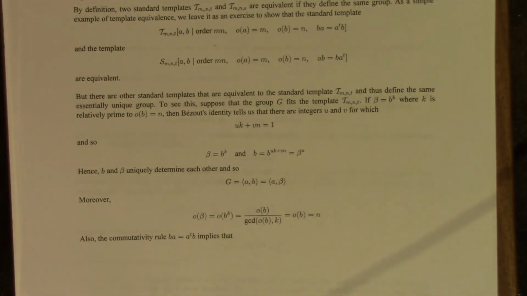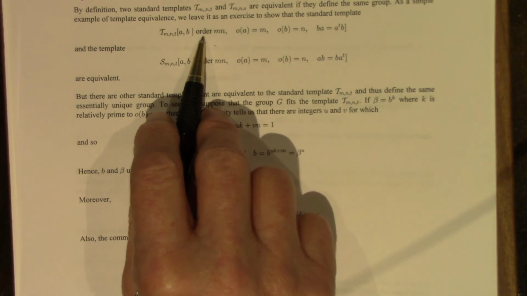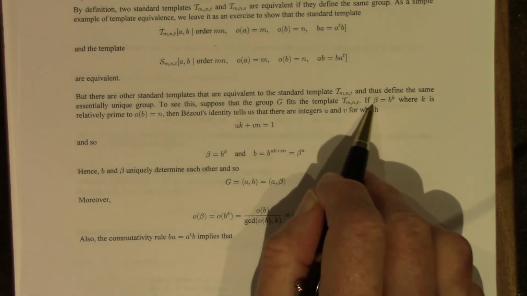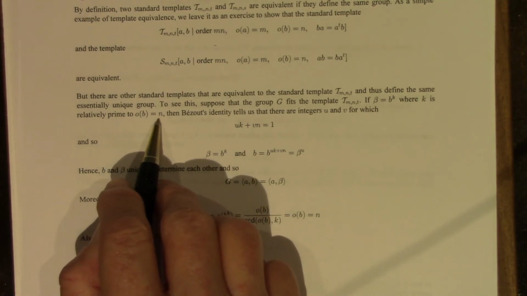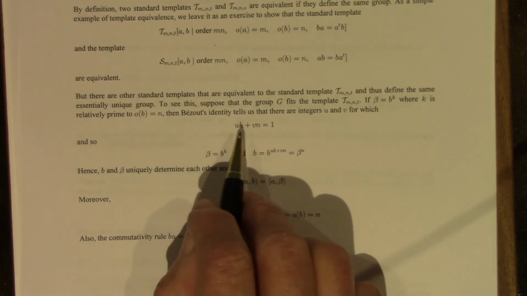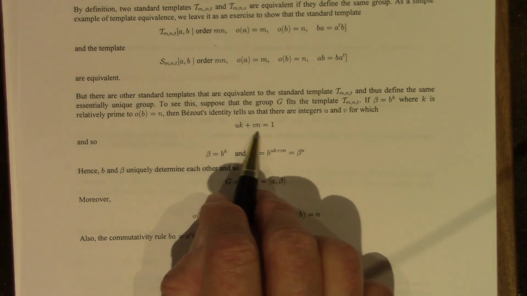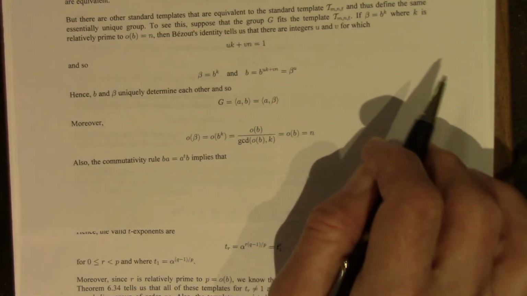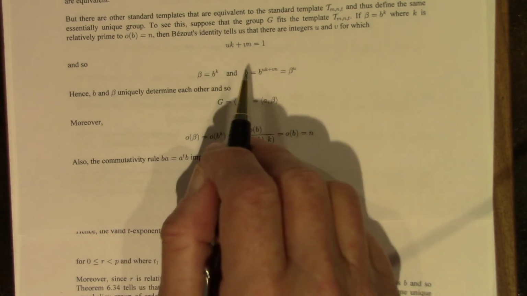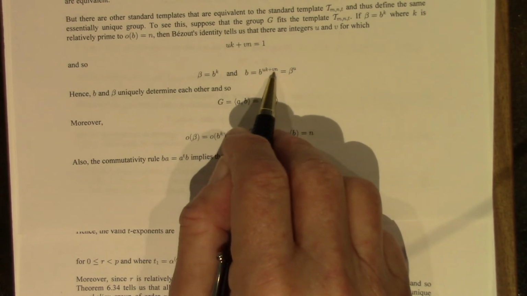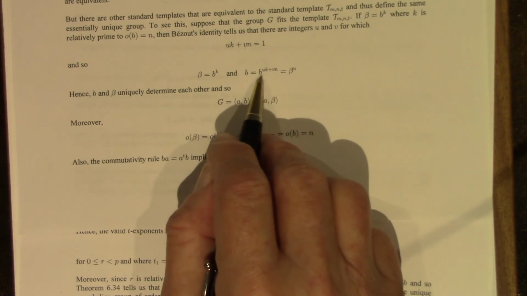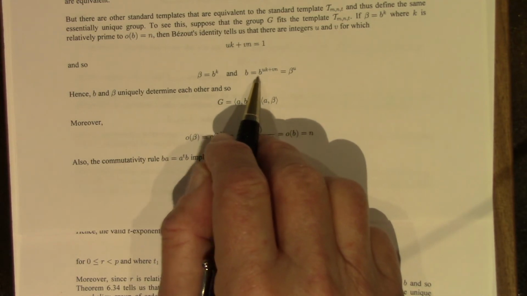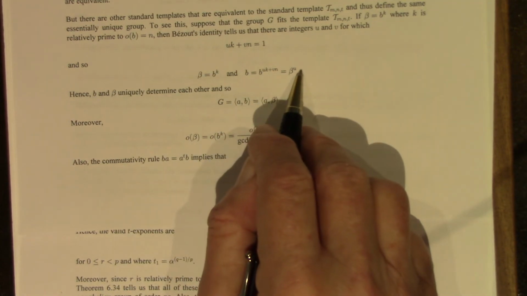And so they define the same essential unique group. To see this, let's suppose that G fits this template, T, M, N, T. If we set beta equal to b to the k, where k is relatively prime to the order of b, that's n, then Bezout's identity tells us that there are integers u and v for which uk plus vn equals 1. Therefore, beta equals b to the k by definition, but b is equal to b to this power 1, uk plus vn, and since n is the order of b, this is equal to b to the uk, or b to the k to the power u, that's beta to the u.